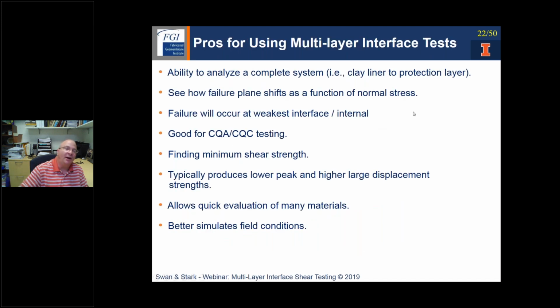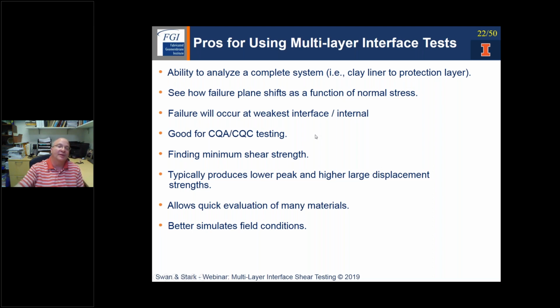So just to close out my discussion, there's some pros and cons that I think we should talk about related to multi-layer interface tests. The pros is the ability to analyze a complete system from clay liner to protection layer. We can see how the failure plane shifts as a function of normal stress. And we can also see failure will occur at the weakest interface or go internally through either the soil or GCL.